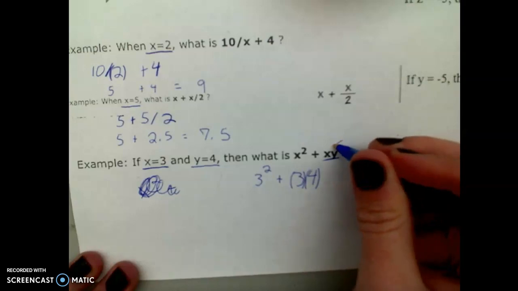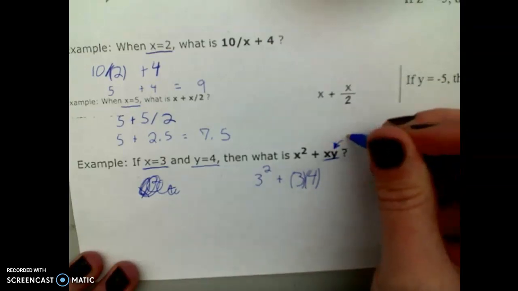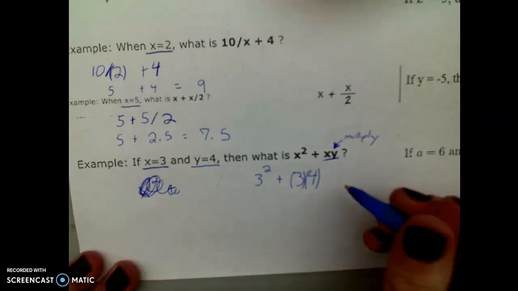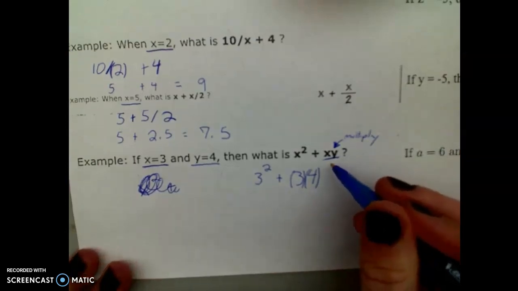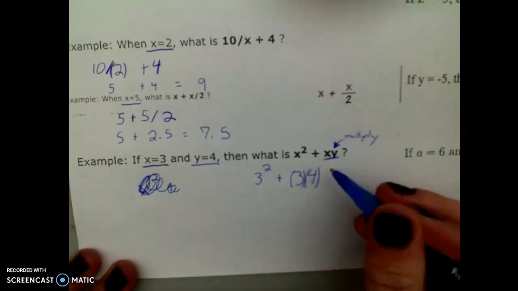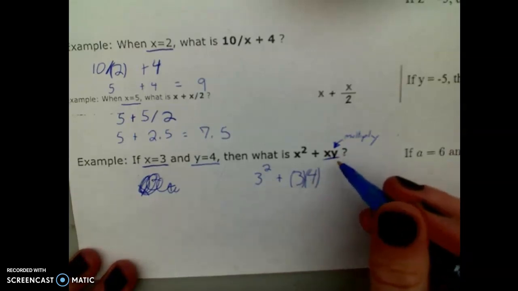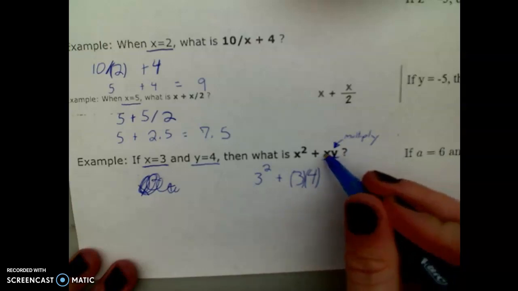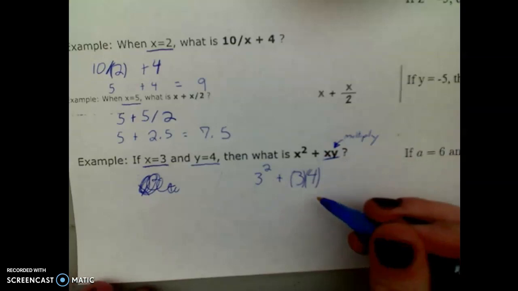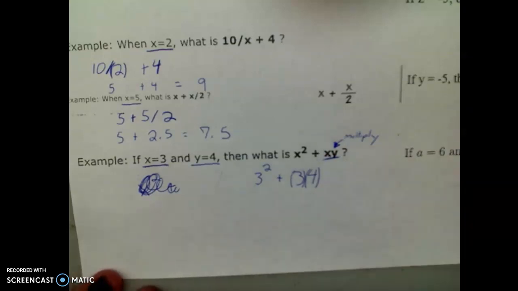So our default right there, yes, write this down. Our default is always to multiply when they are right next to each other. You will see this a lot, especially as we're dealing with algebra and letters. This will happen. So when you fill in your x's and y's, it's not 34. It's 3 times 4. Okay, now that we've got it set up, go ahead and solve.